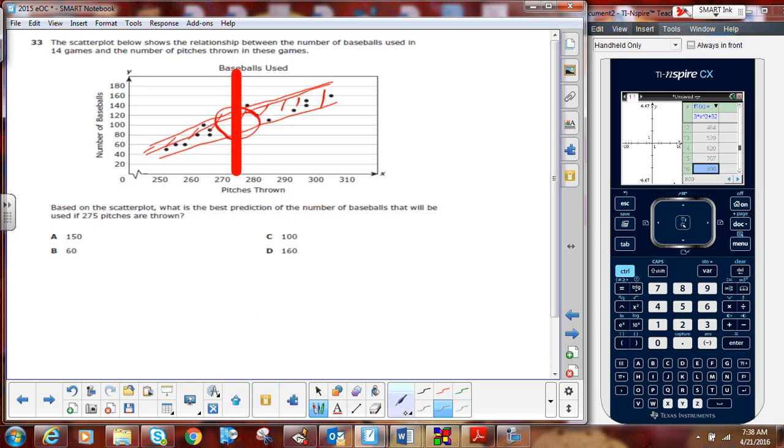Let's see the answer choices. 150, so 150 is right here. It's out of the zone. How about 60? 60 is right here. It's out of that zone. How about 160? 160 is about out of the zone. The only number that matches, look, 100, it's in the zone.